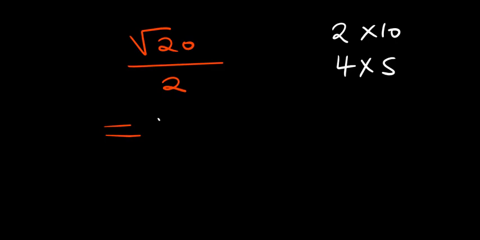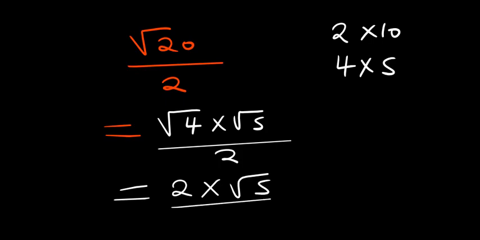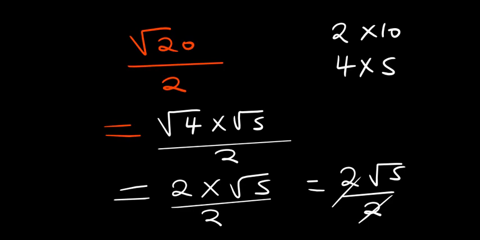So in this case, I'm going to have the square root of 4 multiplying by the square root of 5 over 2. Now the square root of 4 is 2, multiplied by the square root of 5, over 2. If I multiply what I have on top, I'm going to have 2 root 5 over 2. The 2 and the 2 can divide, therefore I'm just going to remain with the square root of 5. That's how we solve the first one.